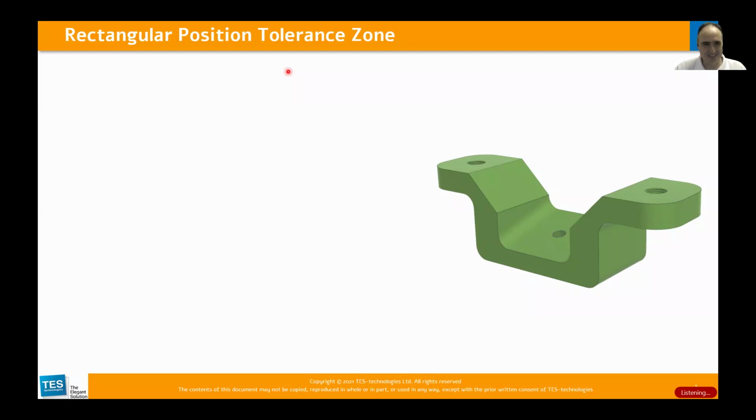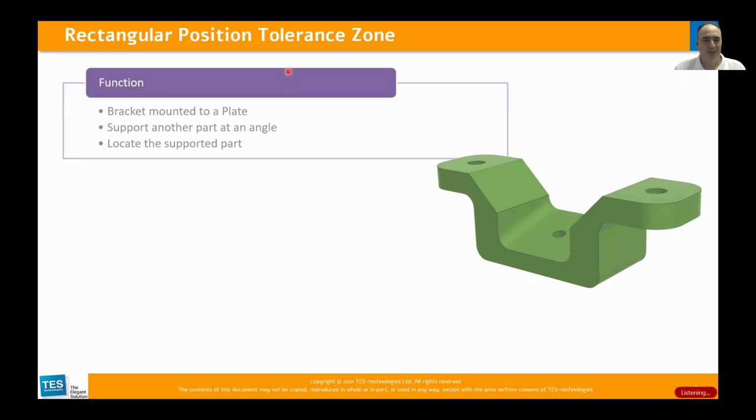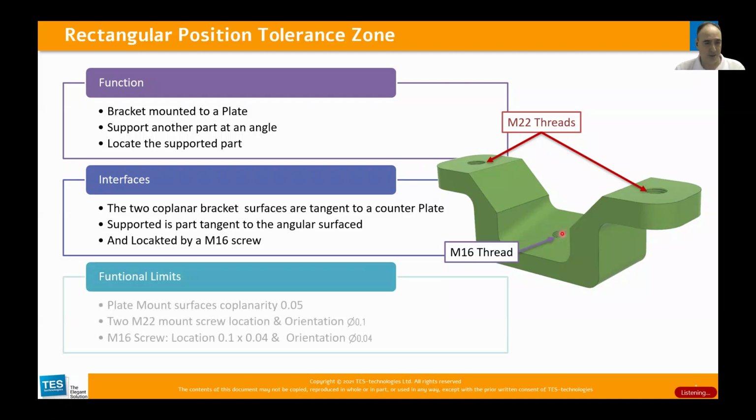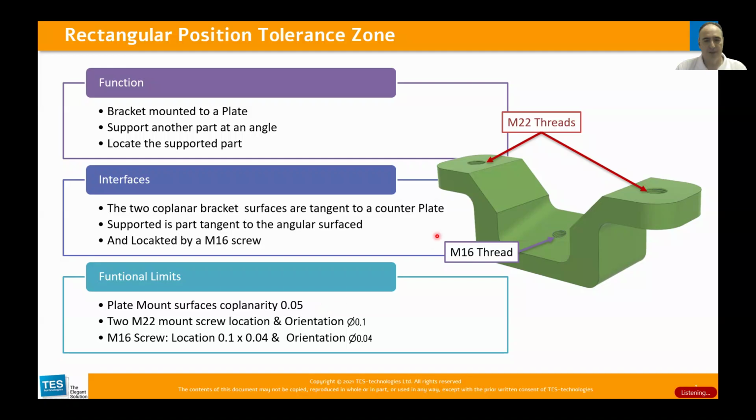The part we see on the right is a bracket, and it's mounted by these two surfaces, and it needs to support another part at this angled surface. Interfaces, the two coplanar surfaces mount to a single plate, and the angled surface is what holds the part of interest. Now, for the interesting part, the plane mount surfaces need to be coplanar by 0.05.